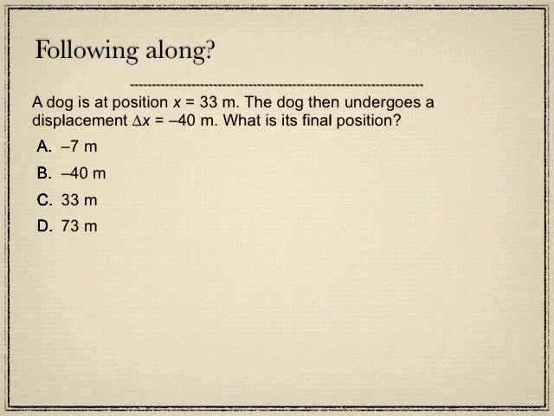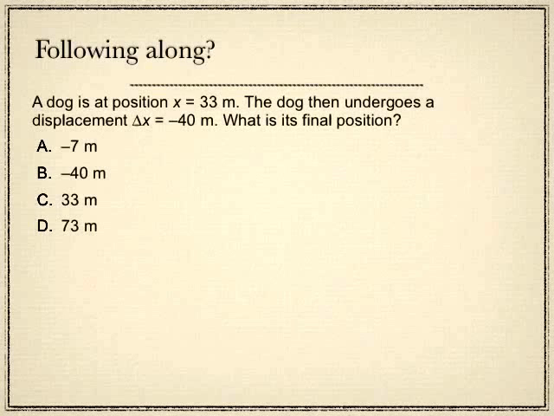If you're following along, you should be able to answer this question. A dog is at position x equals 33 meters. The dog then undergoes a displacement, a delta x, of negative 40 meters. Therefore, what is his final position? Is the dog at negative 7 meters, negative 40 meters, 33 meters, or positive 73 meters? Submit your answer on Blackboard under the Lecture 2a questions; it should be identical to this. Pause this lecture slide to do so, and then play it when you return.